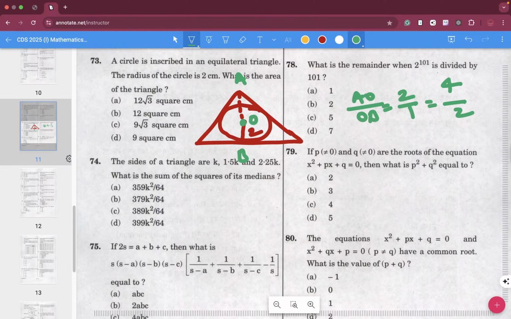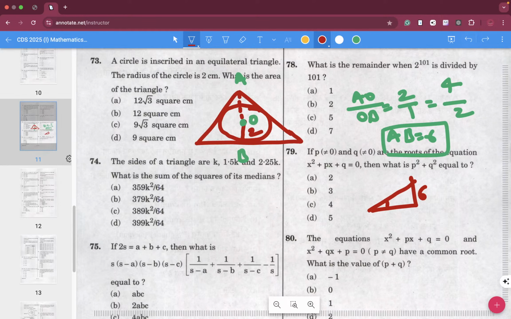So if it is A, if it is O, and if it is B, AO is to OB is 2:1, right? OB value they have given as 2. Then obviously AO value will be 4. So what does it mean? It means AB value is 6. Now if we have the value AB, can we draw a triangle over here? If this value is 6, this value is how much?